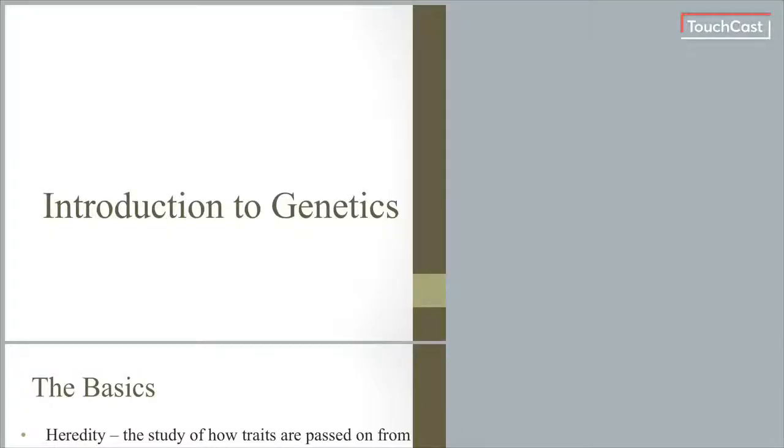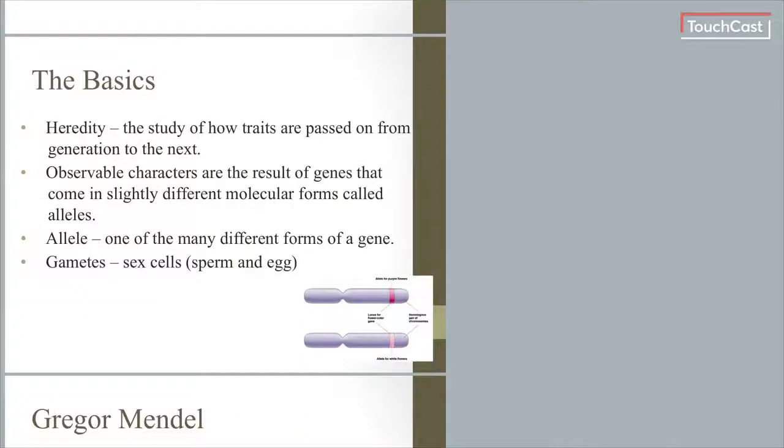So, introduction to genetics. We need to start by going over a few basics. First, what is heredity? Heredity is the study of how traits are passed on from one generation to the next. Observable characteristics are the result of genes that come in slightly different molecular forms called alleles. An allele is one of many different forms of a gene. So it's the idea that you have brown eyes and blue eyes and green eyes. It's all the same gene, there's just many different forms. And then we have gametes, and gametes are sex cells, so that's sperm and egg.